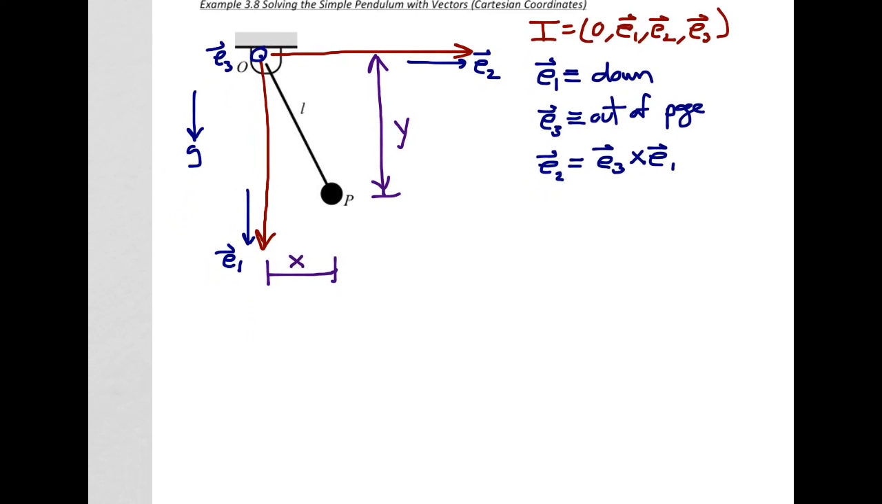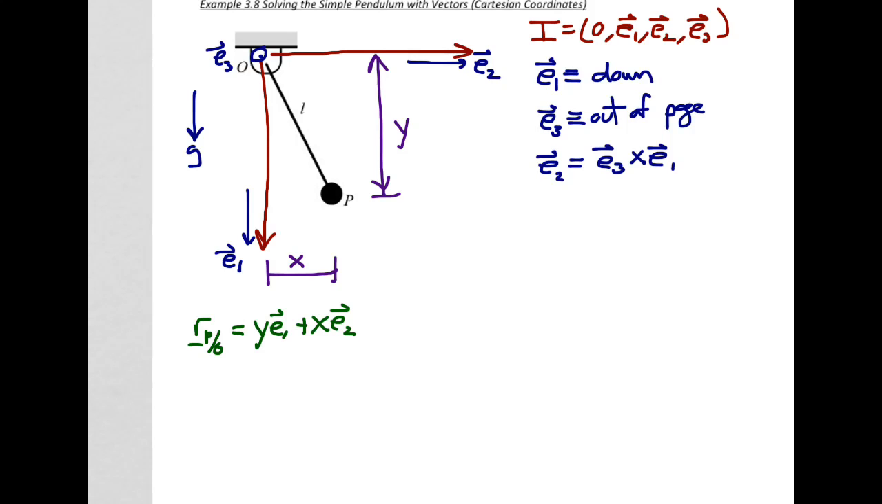And now we're ready to define all the kinematics that we need for this problem. So first we start with the position vector, r of p with respect to O, which is defining the position of our mass, and that's going to be y in the E1 direction plus x in the E2 direction.